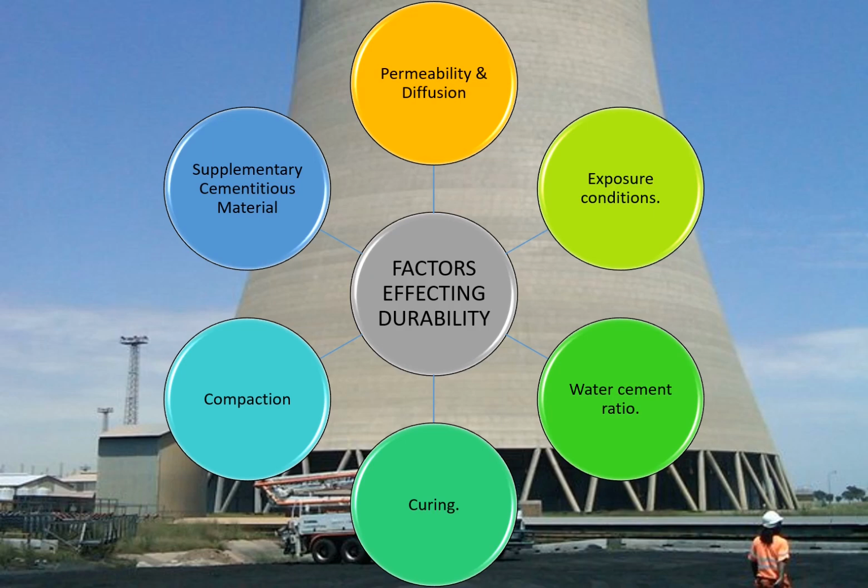So if the concrete is prepared using a supplementary cementitious material, then obviously the permeability and the diffusivity of the concrete will be improved, and the RCPT values can be improved further. The lesser the RCPT values, the higher the durability or the life of the structure. That's how it is defined in the standards.